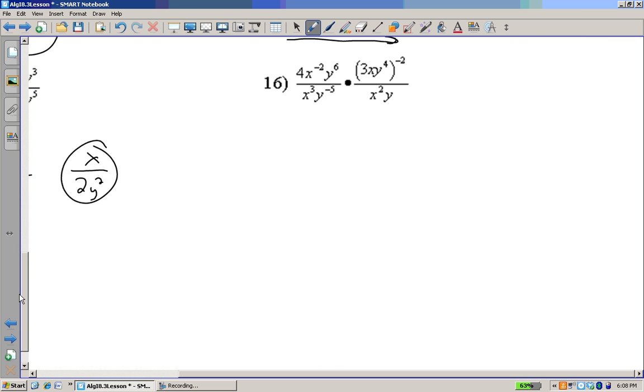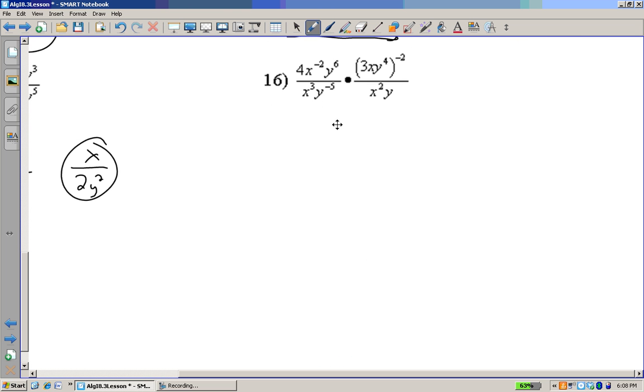Okay, last but not least. Okay, a couple things that I see. Number 1, I have to deal with this, to the negative second power. After I deal with that, I have to deal with the y to the negative fifth, x to the negative second. We're going to have to deal with this in stages. First of all, I have to deal with this.